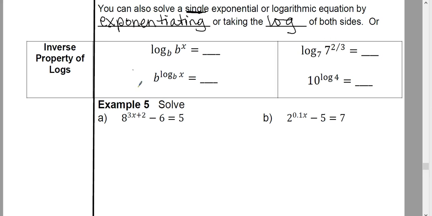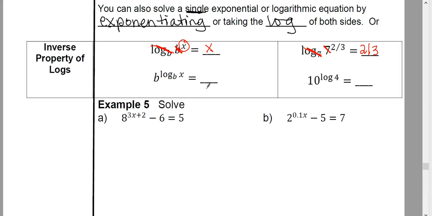So what that's going to do, that kind of does this property right here. If the base of the log is the same thing as the base of the exponential, they cancel each other out, and you're just left with the exponent here. So here, the base of the log and the base of the exponential are the same, so they cancel each other out, and the answer to this is just 2/3. So that is using the taking the log of both sides property, which is what we're going to use for example 5.